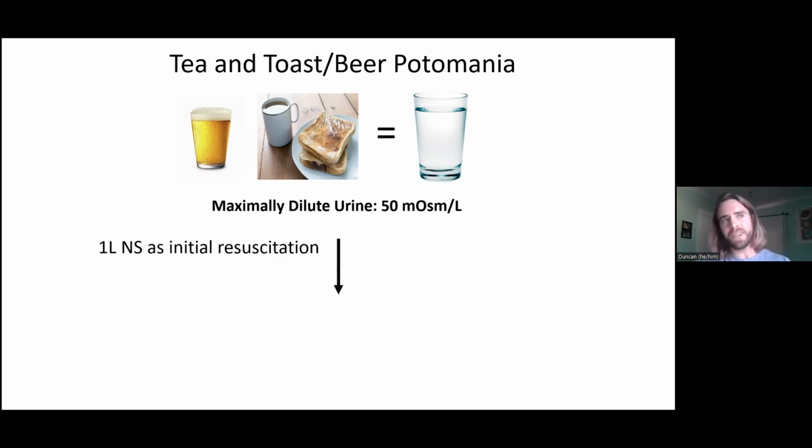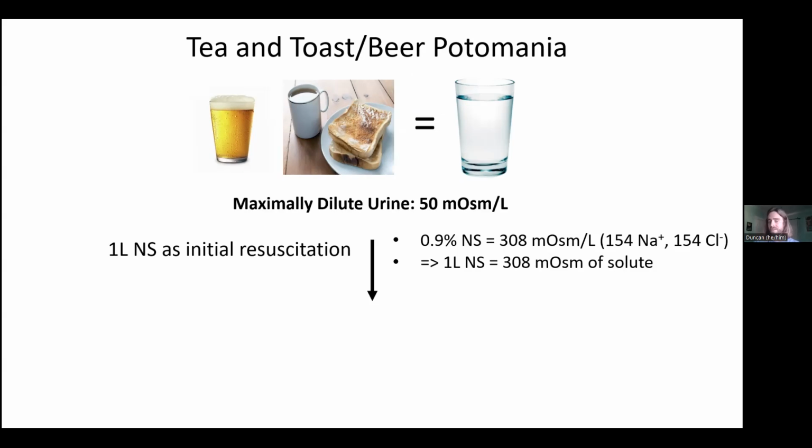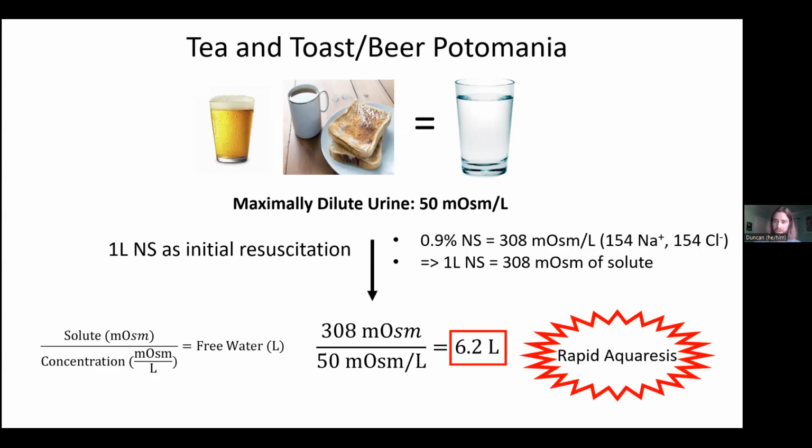So if we give just a liter of normal saline as initial resuscitation fluid in these patients, that's about a 300 milliosm solute load just in that bag of NS. And then if we factor that in to our dilute urine, all of a sudden these patients are going to start dumping out free water because the kidneys are mad. The kidneys want to get rid of the free water as quickly as they can. They've been trying as hard as they can. All of a sudden we give them the solute that they've been needing this whole time, and they will just dump free water. And so these patients you have to be really careful of.